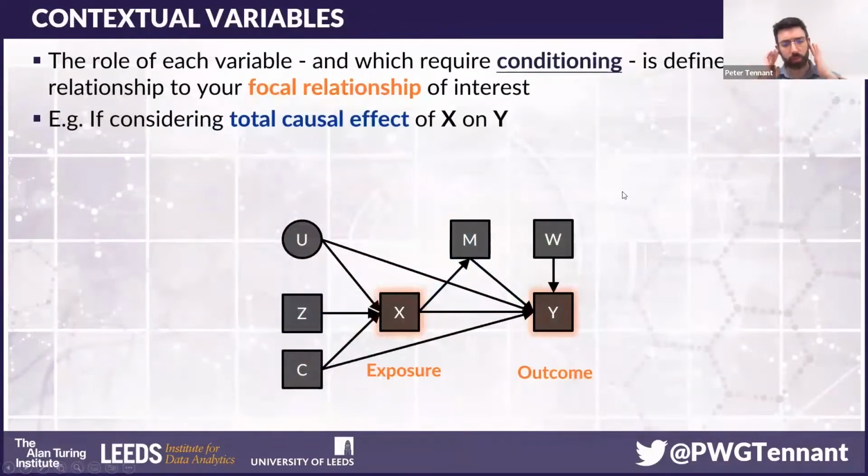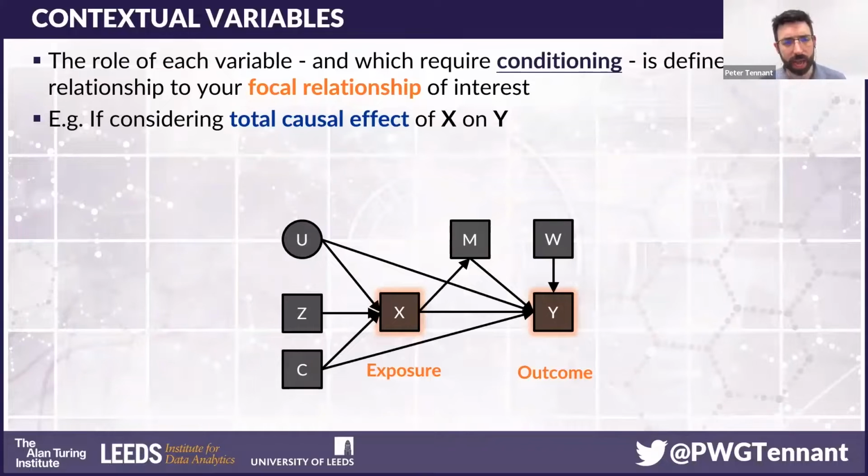However, the role of every variable is intimately defined, in fact, fundamentally defined by its relationship to the focal relationship of interest. So the focal relationship is the exposure outcome relationship. In other words, if we're considering the total causal effect of X on Y, our exposure is X and our outcome is Y. Until we have defined that focal relationship, no other variable has a role. It doesn't have a name. There is no such thing as a confounder.